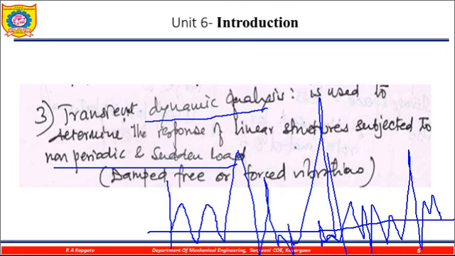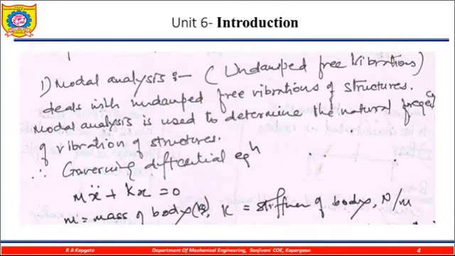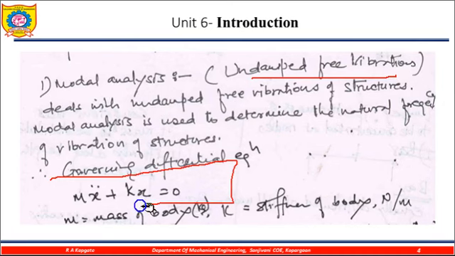I hope you are understanding in a very simple way: there are three types of responses we study in the dynamic analysis. The first one is the modal analysis. The second one is the harmonic response analysis, and the third one is the transient dynamic analysis. The modal analysis, the very important one, is undamped free vibration. So no damper is used, and hence the governing differential equation is m into x double dot plus k into x is equal to 0.